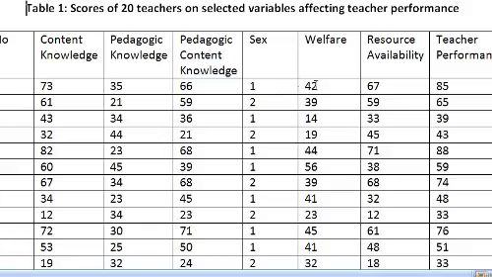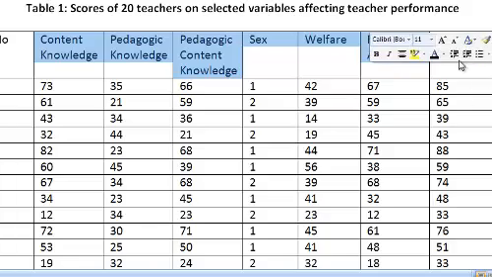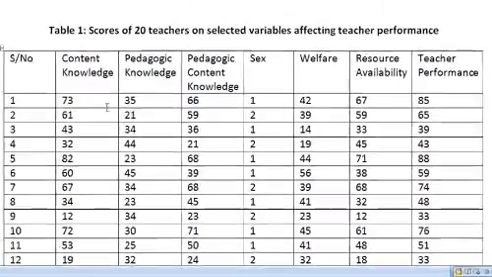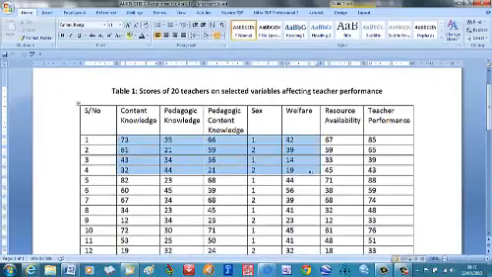So here we are with the data. We want to see how these variables impact on the performance of teachers. So we collected data, as I said, on content knowledge, on pedagogic knowledge, on pedagogic content knowledge, on sex welfare, and all of that. So we will now transfer this data to SPSS, where we will save it before exporting to AMOS.